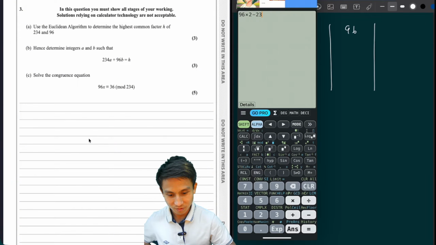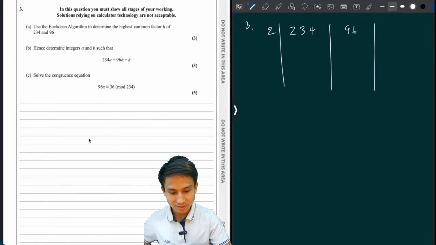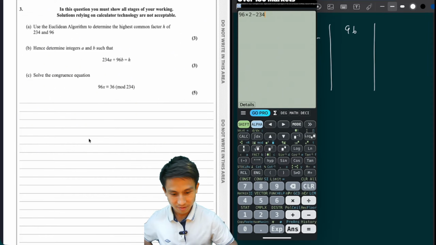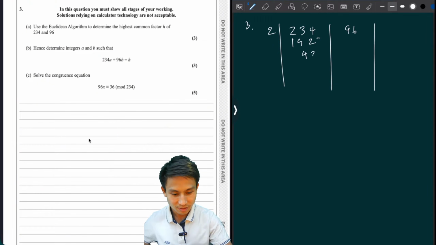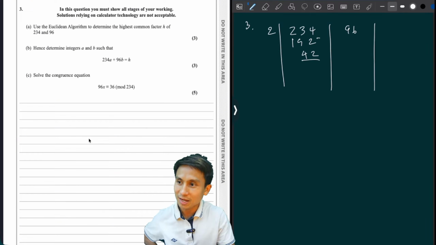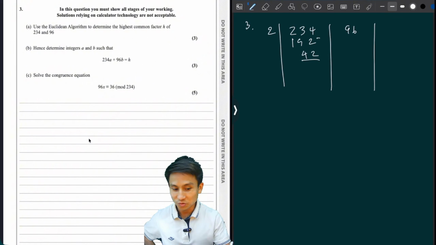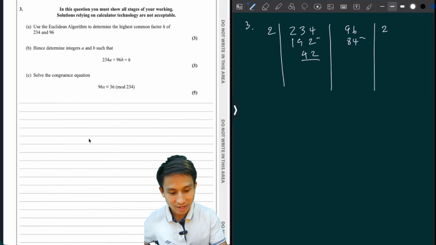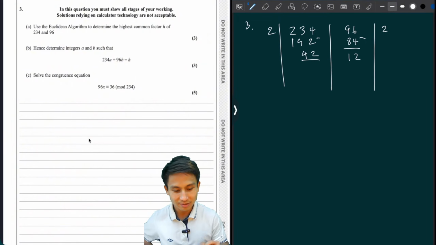what's that again? 192. And when you subtract, you get 42 here. Yeah, and then you're going to use this remainder to divide 96. So that's also 2 times, right? 2 times, I write 2 here, so this is 84 instead. And I subtract that, I get 12, right? Yeah, and then we keep going. We keep going. I'm just not going to write the line here.